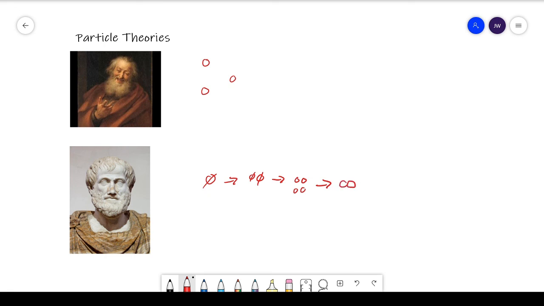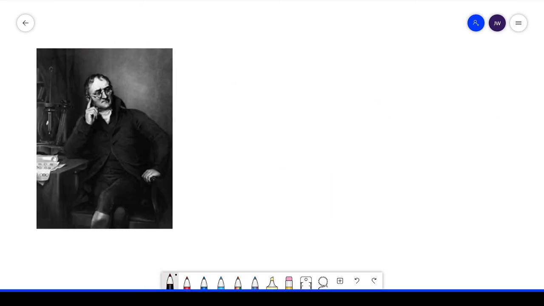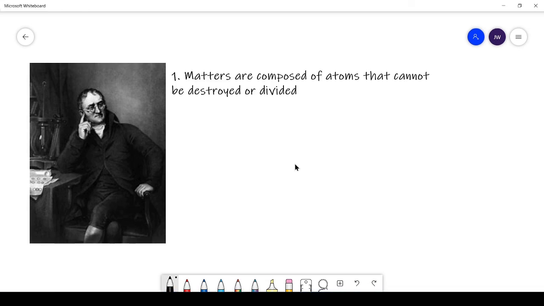Now, both of these theories look very convincing. Now, who do you think was right after all? And to prove this theory, in the early 19th century, John Dalton made an experiment and came up with a few statements that proved to us all that Democritus' theory was correct, which were: number one, matters are composed of atoms that cannot be destroyed or divided.